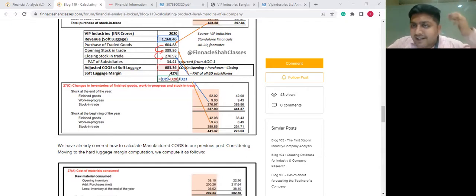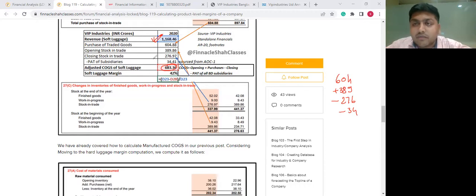And let's not forget, ये soft luggage subsidiaries ने standalone VIP Industries India को बेच के 34 crores rupees कमाए थे, right? And we got that from AOC form 1. I just showed you earlier. So we will have to subtract this from the COGS, correct? So the actual calculation will go something like this: 604 plus 389. I'm ignoring the decimals here, guys, so bear with me. Minus 276 and minus 34. That should give you a COGS of 683 crores and a revenue of 1168, which we got from either MGT9 or the footnote of revenues.